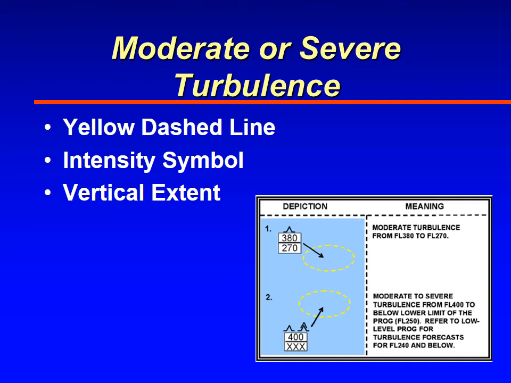Turbulence is shown with a yellow dashed line to encompass the areas of turbulence. They give you the intensity symbol, and also they'll give you the vertical extent. Once again, the XXX indicates below the chart level. This chart is 25,000 feet, so it starts someplace below 25.